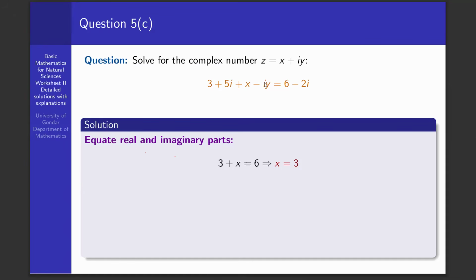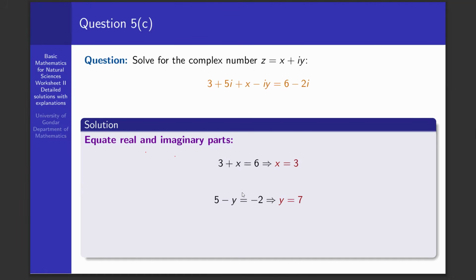We have the real parts here: we have 3 and x on one side and 6 on the other, so that the sum of these two must be identical with the real part of x plus iy, that is simply x. So 3 plus x must be equal to 6, which implies, because it is linear, that the value of x will become 3.